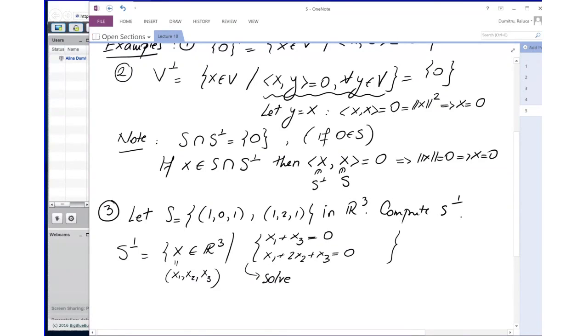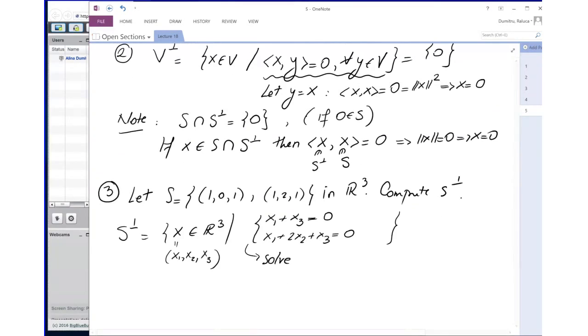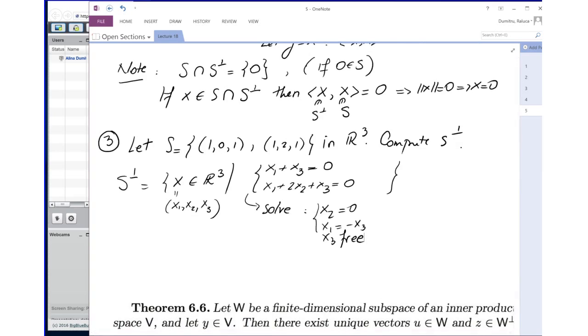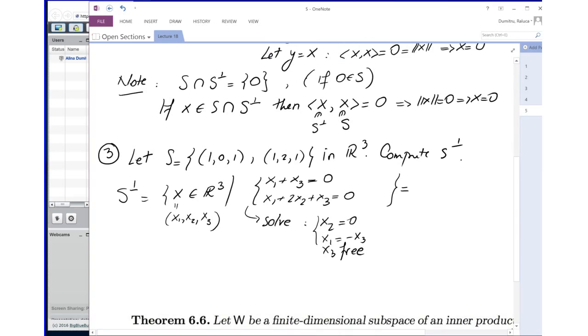So in the end, S-perp will turn out to be the solution set of this system of linear equations, right? What happens here? Well, X2 has to be 0, right? If you subtract the first equation from the second, X2 is 0, and X1 is negative X3, and X3 is 3. So S-perp is the span of vectors that look like this.